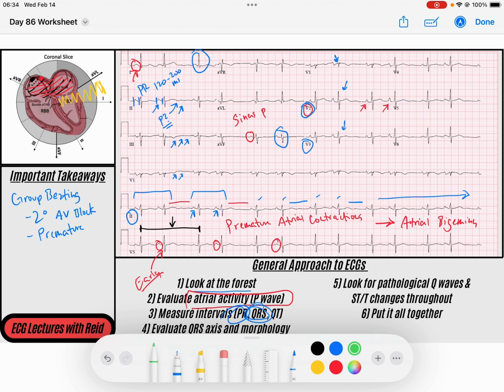And then we're going to look at our QT interval. In the QT interval, sometimes you just look at the QT, make sure it ends at least midway between the R to R intervals here, which I think they do an okay job with, especially in the setting of a premature beat. So then I'm going to look for pathological Q waves and ST and T wave changes. Luckily, I don't see any. And so let's put this all together. This is a pretty simple one.